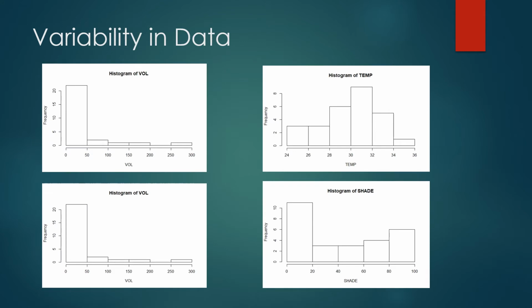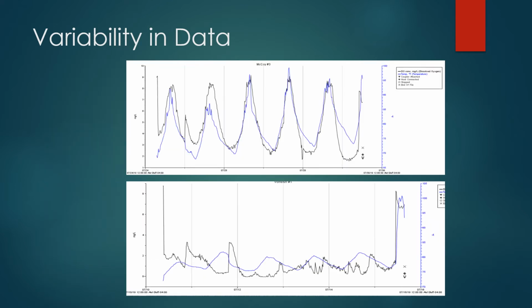Here are a few histograms of the data that was collected. For temperature, this is in degrees Celsius and is an average over the 5-day period. Shading is a percentage of the pool that was covered by tree canopy. These histograms show that these pools do have characteristics that vary from one pool to another. Dissolved oxygen also had a lot of variability as well.